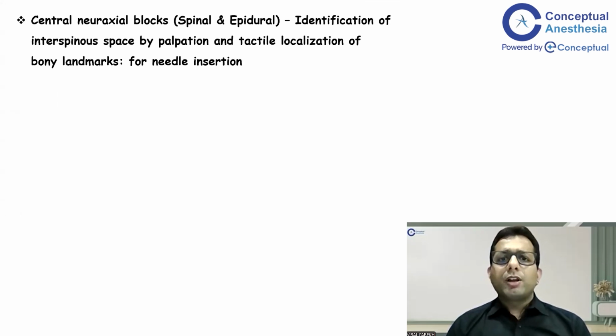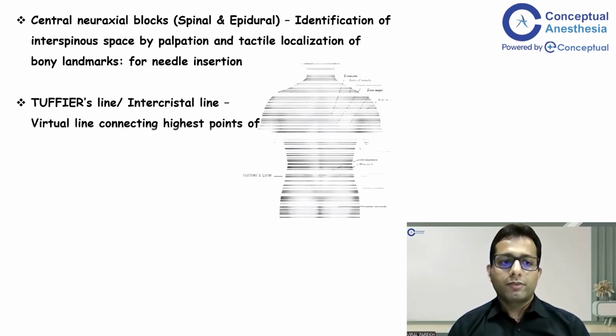So central neuraxial blocks, the spinal and epidural, these are the bread and butter for the anesthesiologist. And traditionally, it has been done by identification of the interspinous space, by palpation and tactile localization of bony landmarks, and we identify a particular space and introduce our needle.